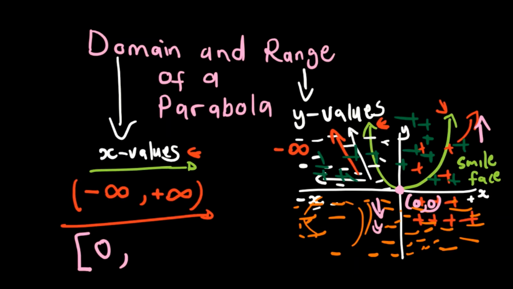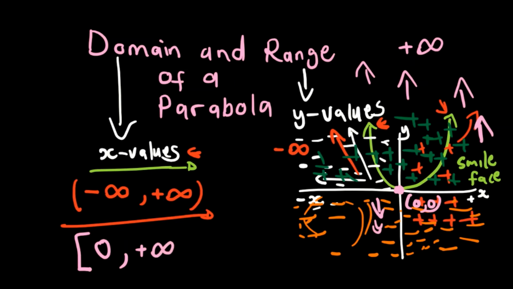If you take a look, as I said, every y value here is positive. The graph starts from the origin and heads upwards. It heads upwards, but we don't know where it ends. All we know is it heads towards positive infinity y values. That's why you're going to write positive infinity here.